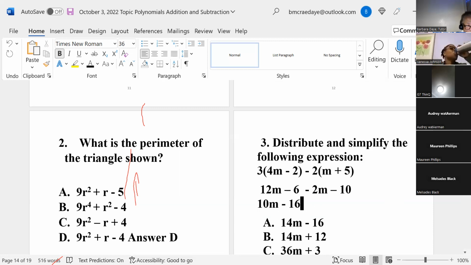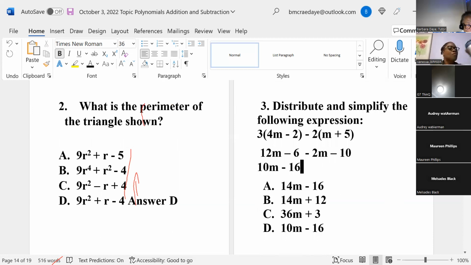So what does that match? A. Wait a minute, Michelle. Does that look like A? No, D. Michelle, what are you looking at? I need glasses. 10m minus 16 is what choice? D, as in David. Very good. Answer D. I made a mistake. That's all right. You're doing good.